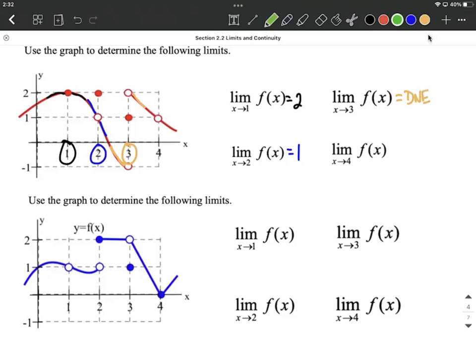All right, finally, let's take a look at the limit as x approaches 4. So as we approach 4 from the left side, looks like we get close to 1. 4 from the right side, looks like we get close to 1. Therefore, that limit's going to be at 1.